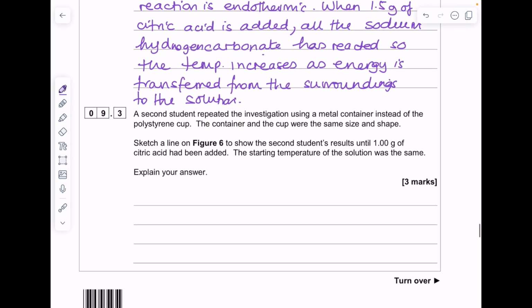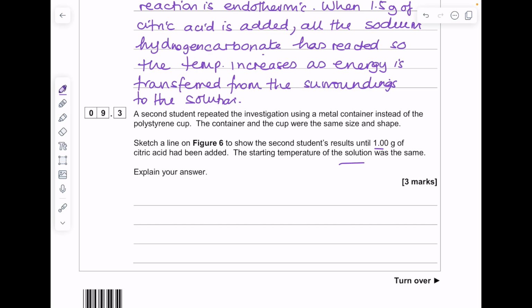A second student repeated the investigation using a metal container instead of a polystyrene cup. The container and cup were the same size and shape. Sketch a line on figure 6 to show the second student's results until 1 gram of citric acid has been added. The starting temperature of the solution was the same. Explain your answer. Okay, so this time we've got metal rather than polystyrene.